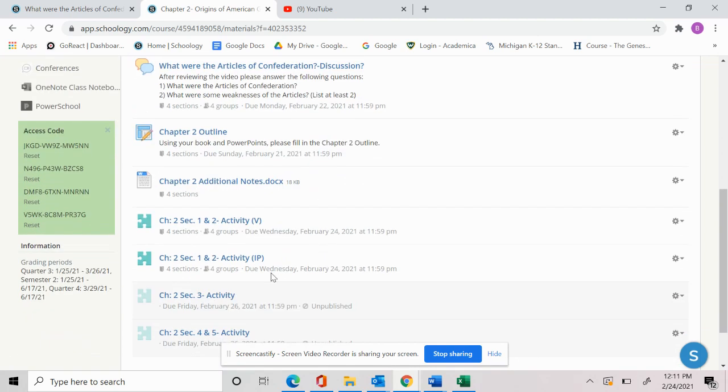But also down here, I have an activity. Now there's two versions, one for virtual students, one for in-person. You're only going to see one of these. But you're going to get the sections 1 and 2 activity finished. Get that turned in. That is due tonight at 11:59. So get that in. If you do not get that in, I will be putting in a 0. So you've had plenty of time to work. It's only 5 questions. So please get that turned in.